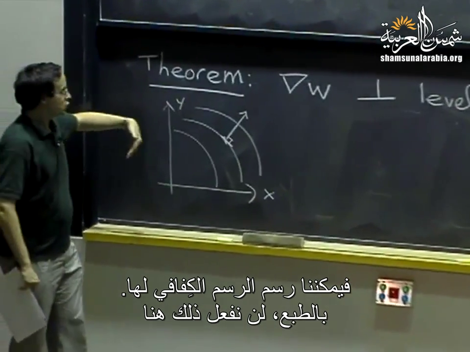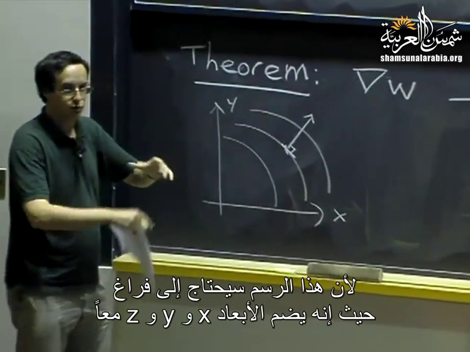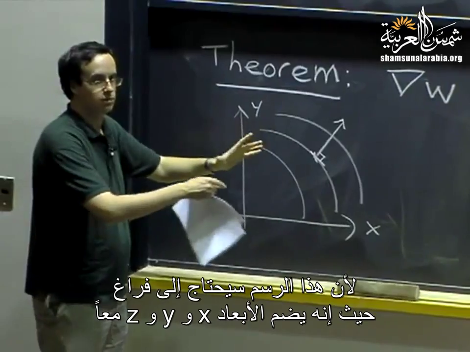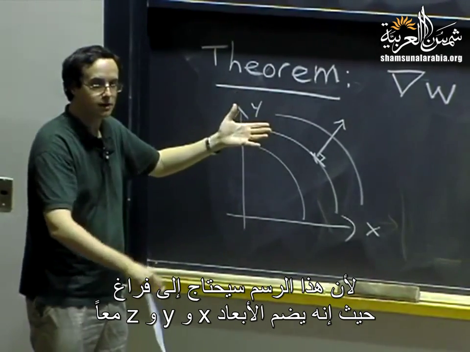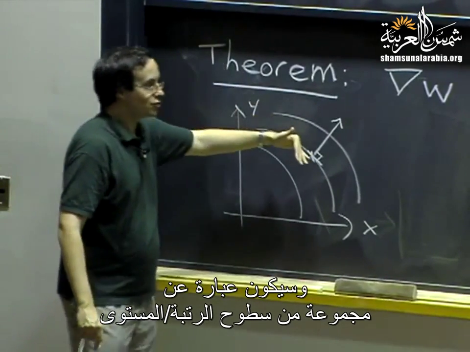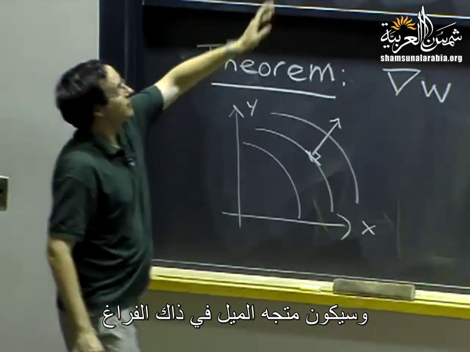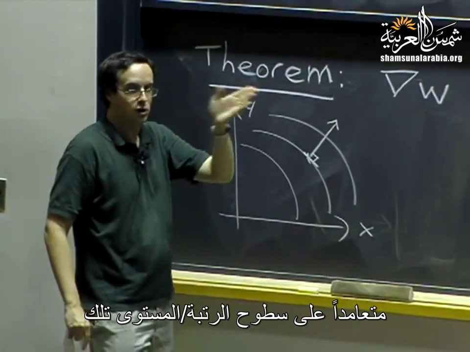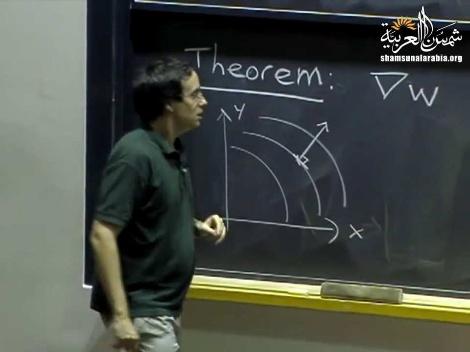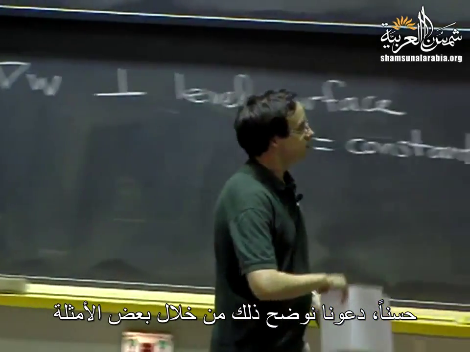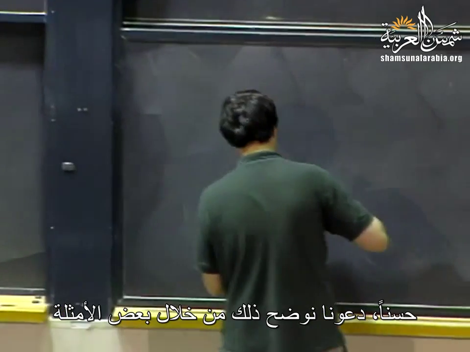Same thing if I have a function of three variables, then I can try to draw its contour plot. Of course, I can't really do it because the contour plot would be living in space with x, y, and z. But it would be a bunch of level surfaces, and the gradient vector would be a vector in space. That vector is perpendicular to the level surfaces. So let's try to see that on a couple of examples.